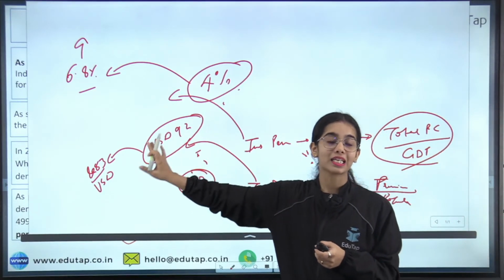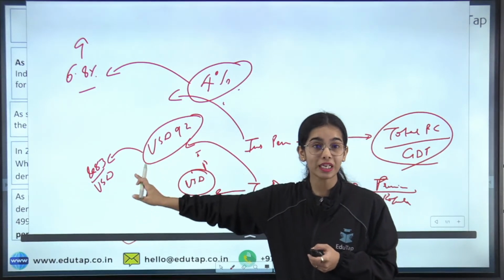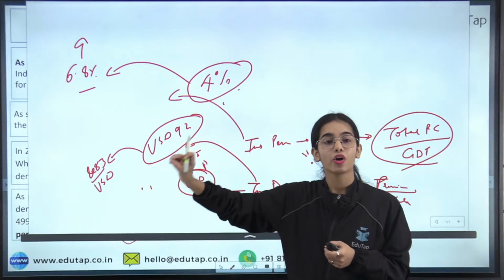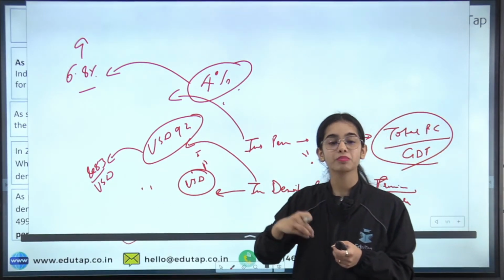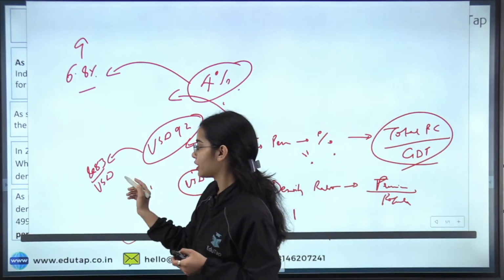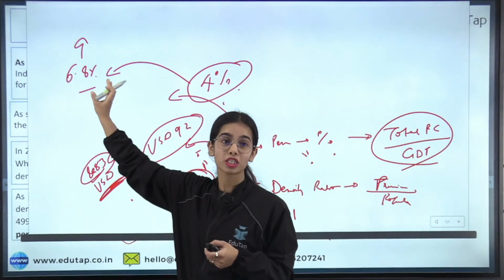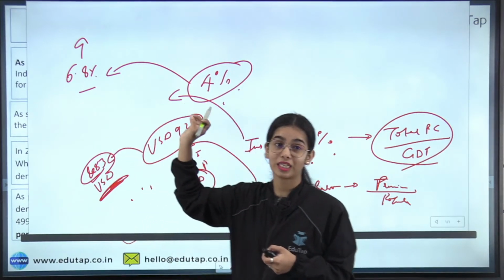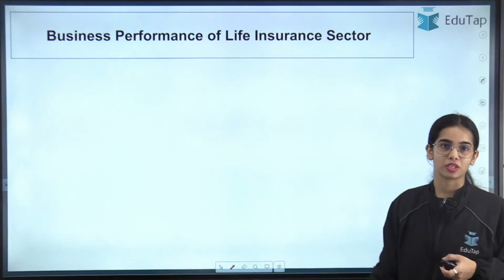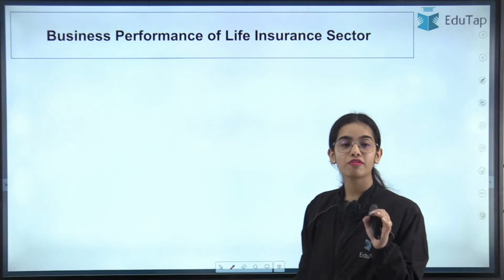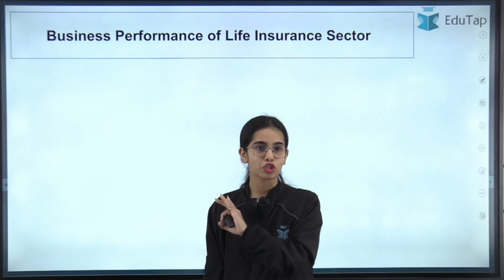Okay, but if we compare it with the global level, we are still lagging behind, because at the global level the insurance density, or the average amount that is collected for the premiums, is $853, while the insurance penetration at the global level is 6.8%. So we are still lagging behind by a lot, but we are catching up. Okay. Now, business performance of the life insurance sector, then we will discuss the business performance of the non-life insurance sector.